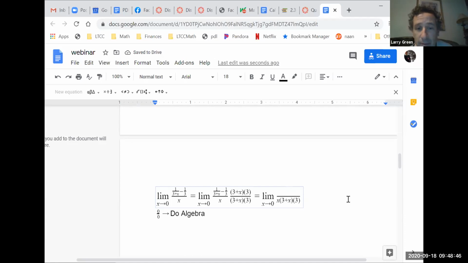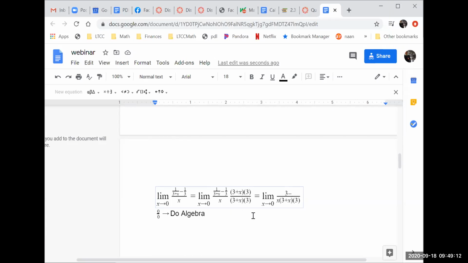So what does the numerator become? What is 1 over 3 plus x times 3 plus x times 3? It's very easy. That's a hint. So what's the first term become? 3. And then minus, and what is 1 over 3 times 3 plus x times 3? 3 plus x.